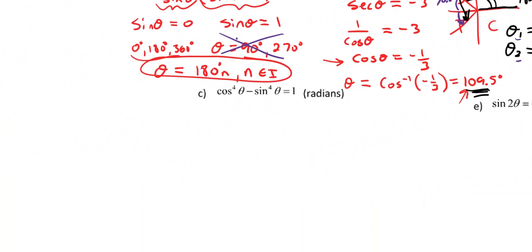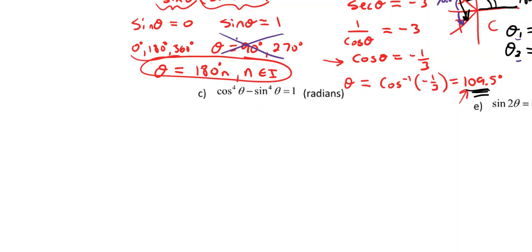Okay, cos to the 4 theta minus sine 4 theta is equal to 1. Okay, so now in this case, what we're going to do is I'm going to factor this again, right? This is a perfect square, and so is that. So we can make this a difference of squares.